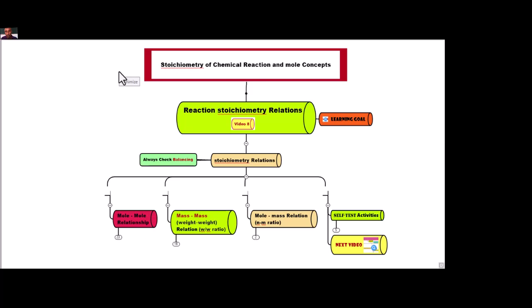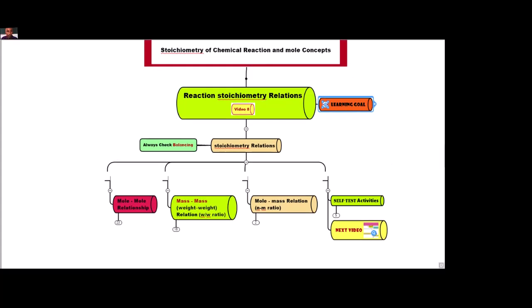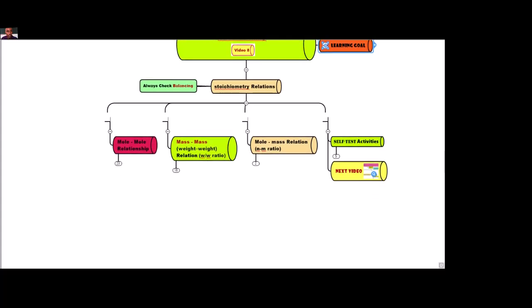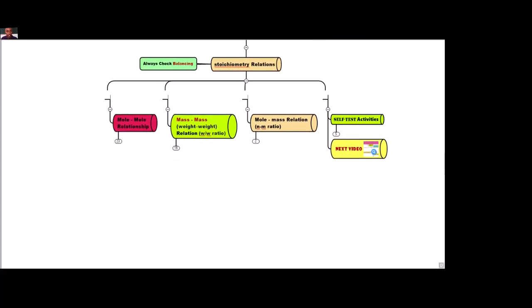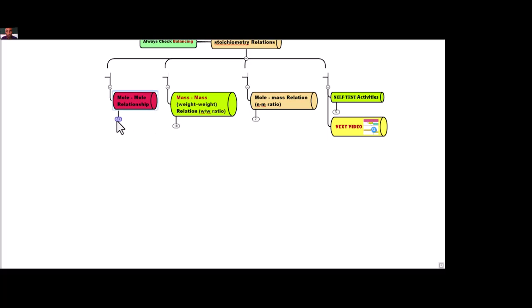Hi everyone, this video presents reaction stoichiometric relations. Its learning objective is to perform stoichiometric calculations involving mass and mole. I am going to explain the mole relation, mass relation, and mole-mass relation, and you will finally have self-test activities. Let me explain the mole relation.